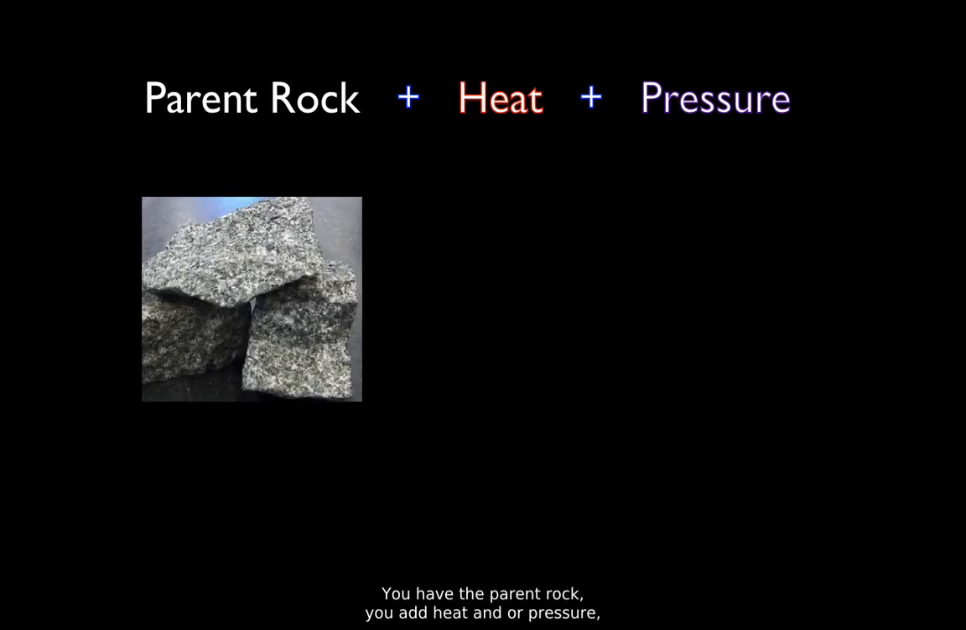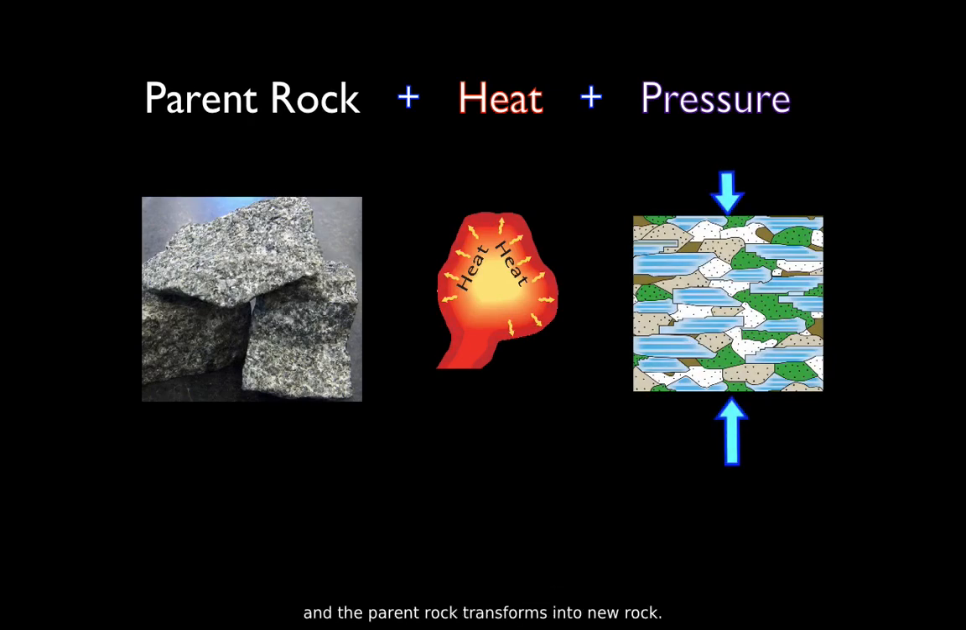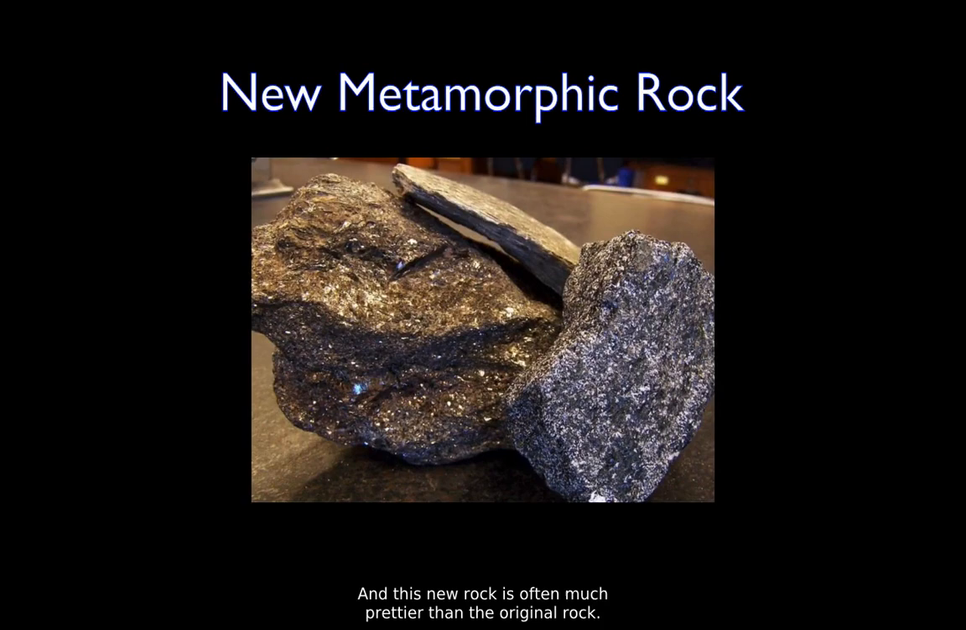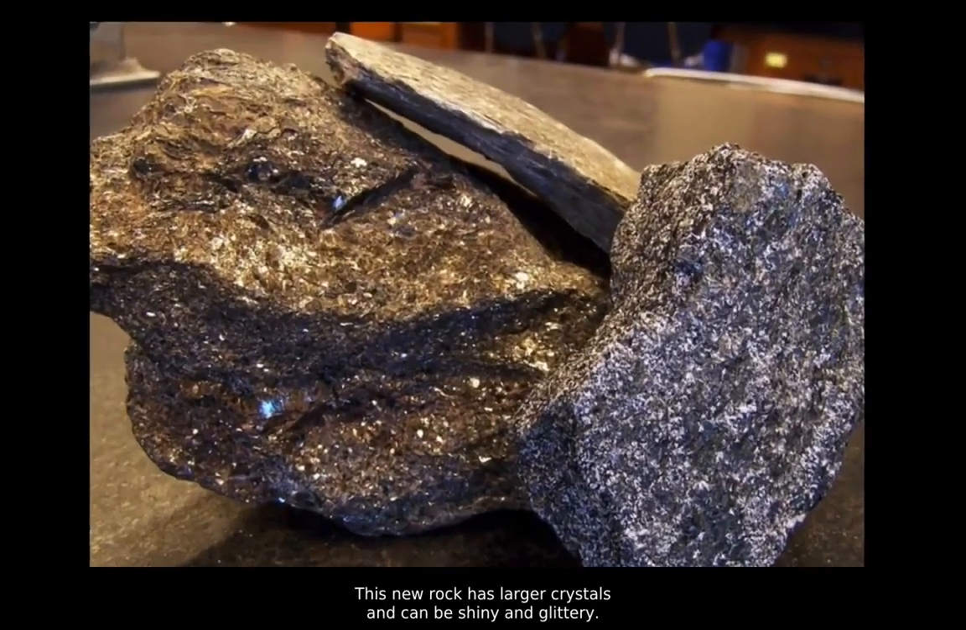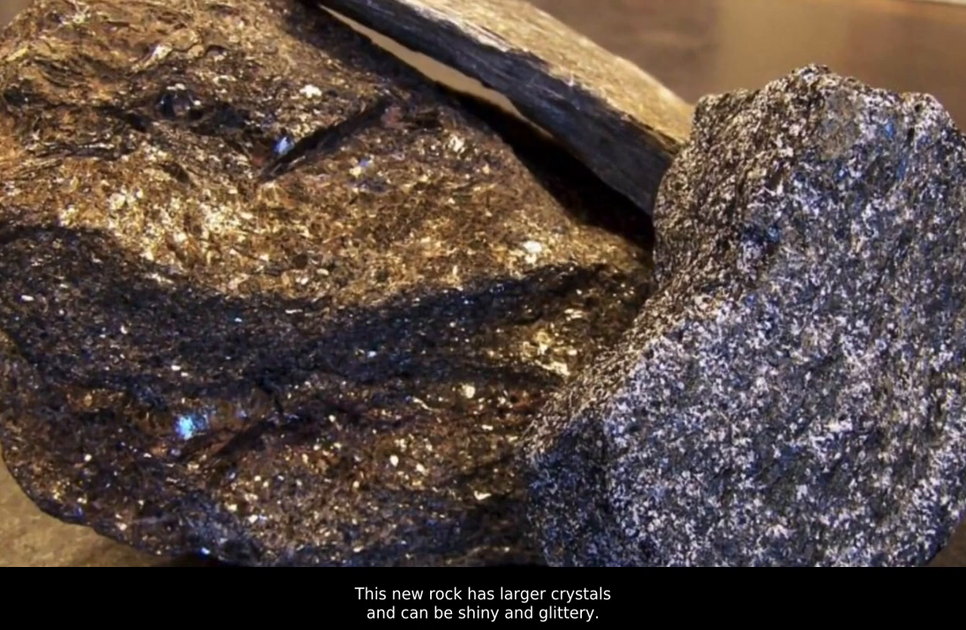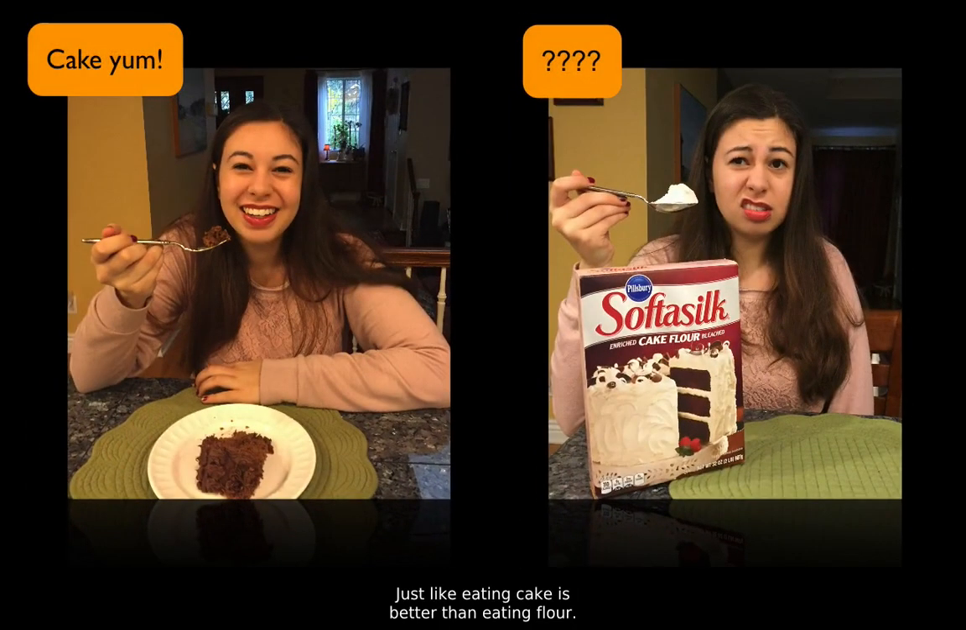You have the parent rock, you add heat and/or pressure, and the parent rock transforms into new rock. And this new rock is often much prettier than the original rock. This new rock has larger crystals and can be shiny and glittery. Just like eating cake is better than eating flour.